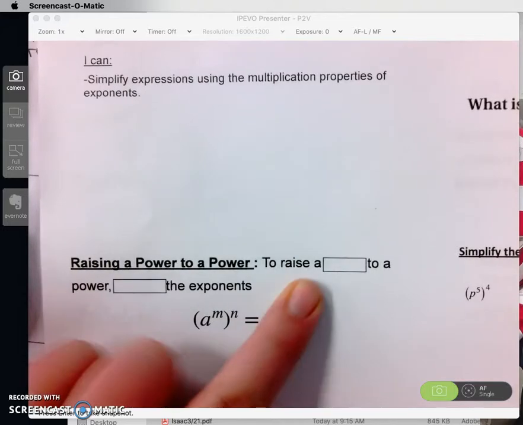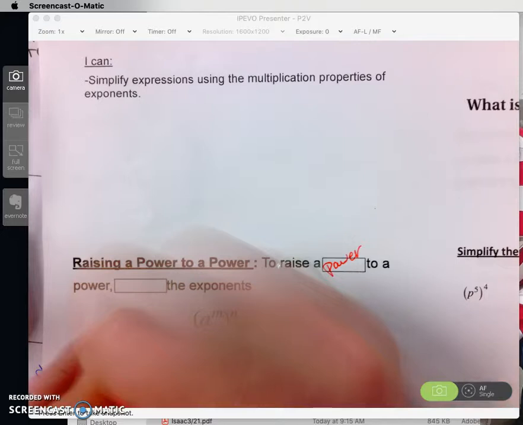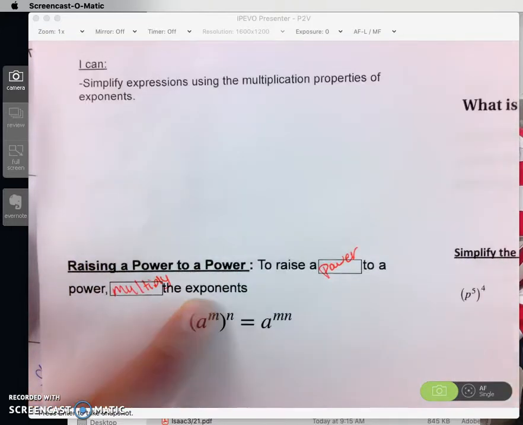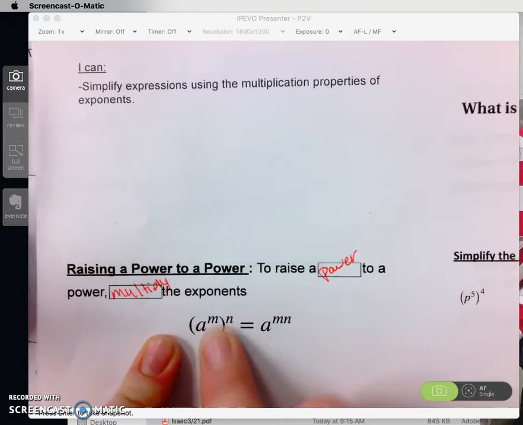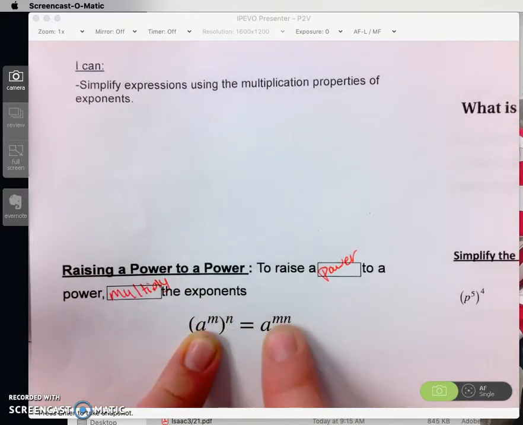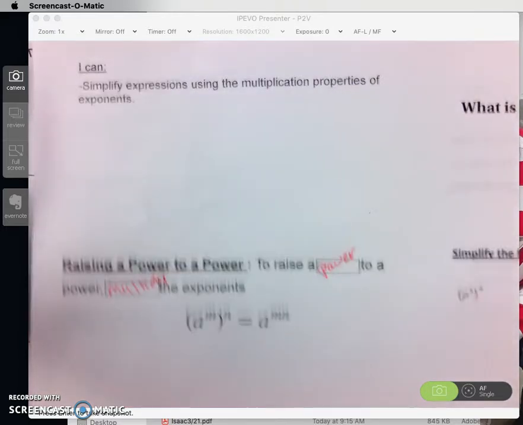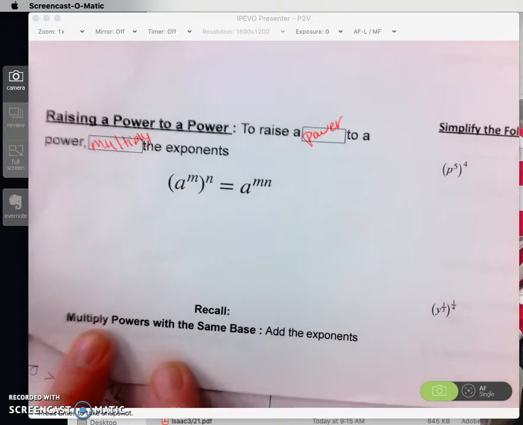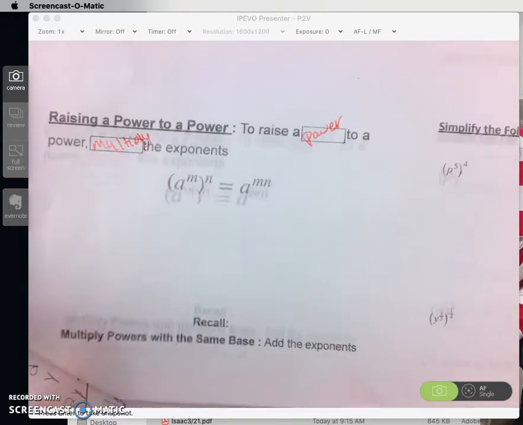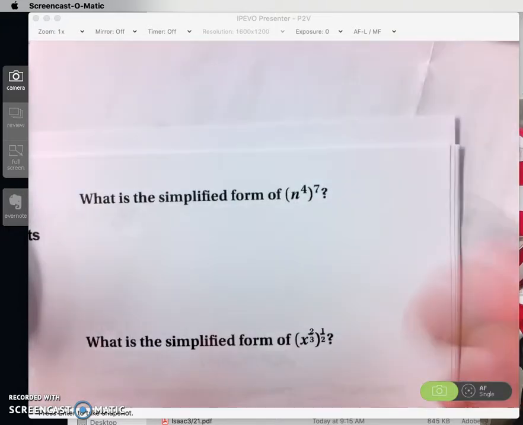To raise a power to a power, you need to multiply the exponents. Meaning if I have a to the m power, all raised to the n power, that really means a to the m times n. So I'm multiplying. But recall that if you're multiplying powers with the same base, you need to add the exponents. Okay. So here, I'm going to show one example before I show this one.